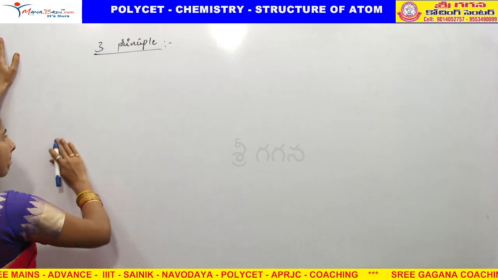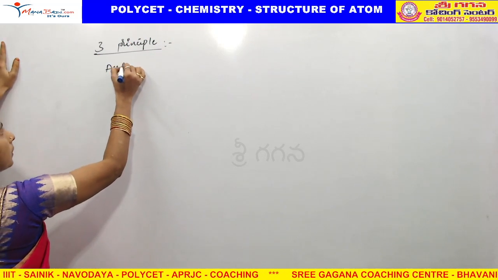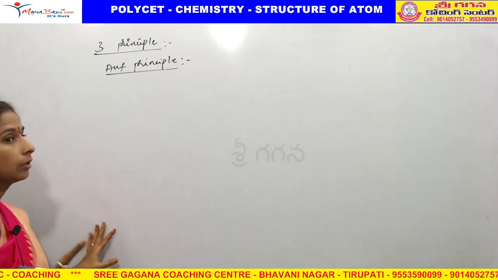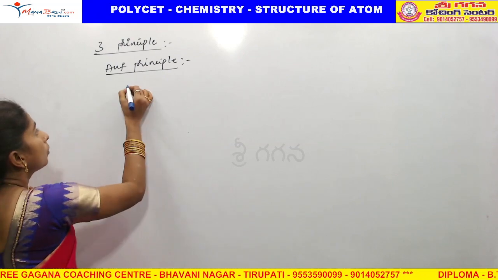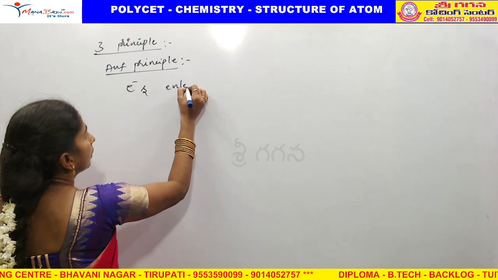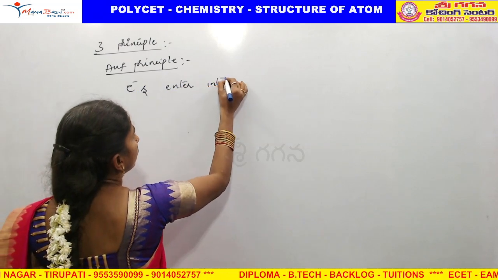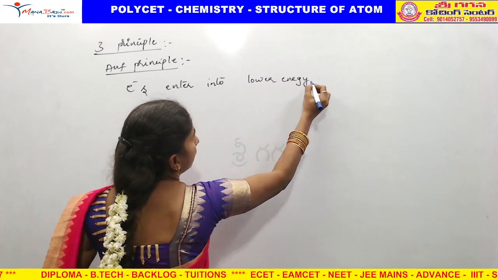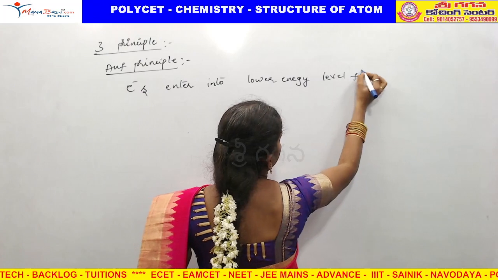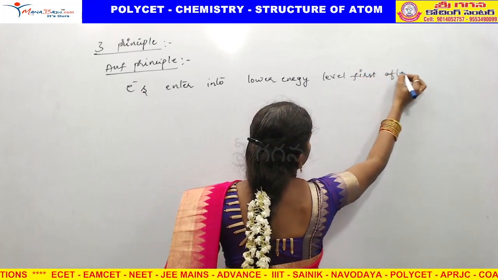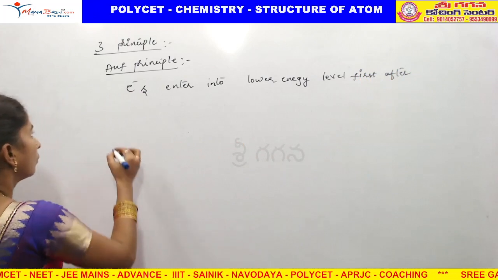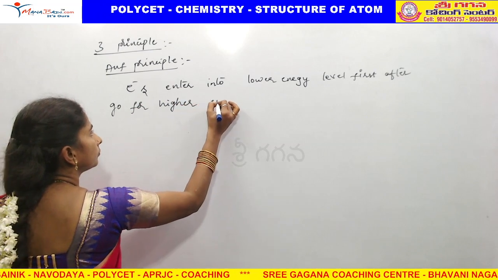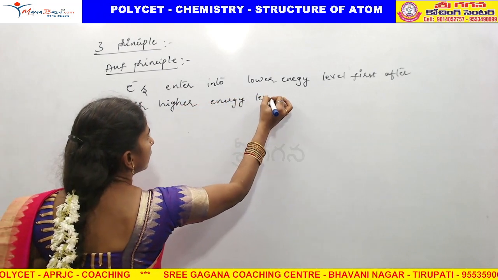Number 1, the Aufbau principle. Based on this only we write the electronic configuration. Listen carefully. Electrons enter into the lower energy level first. After that, they go for the higher energy level.